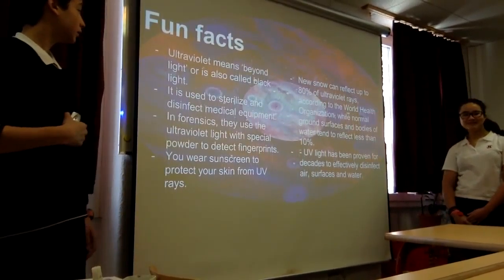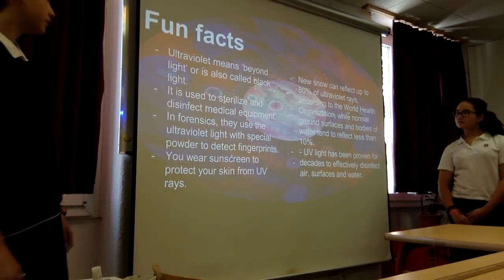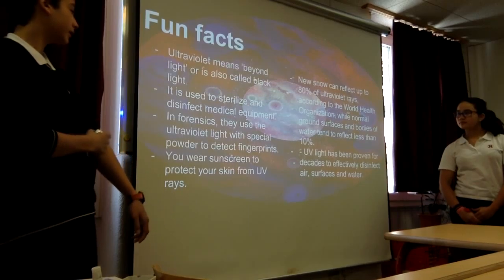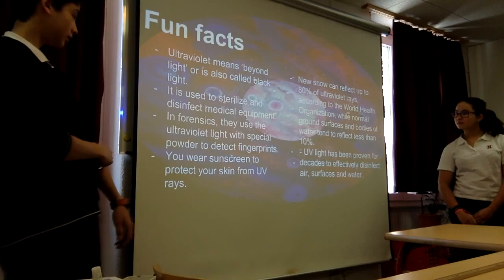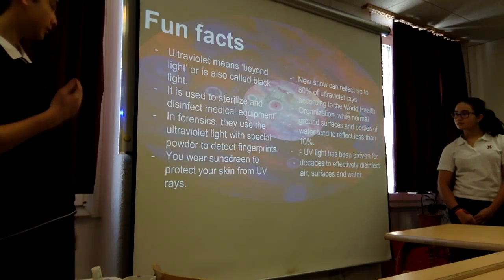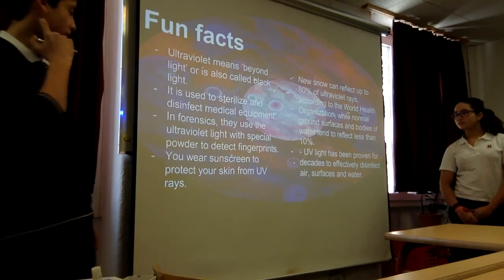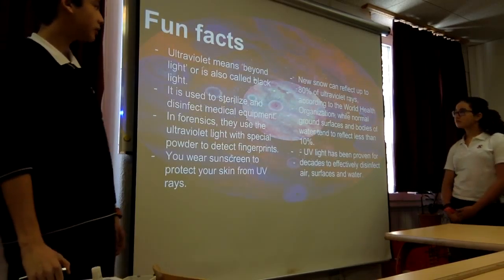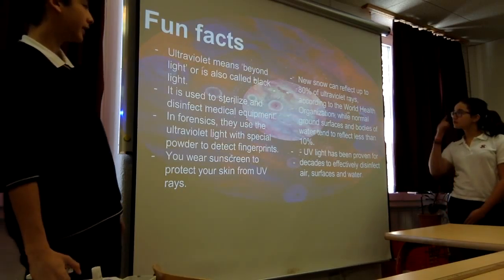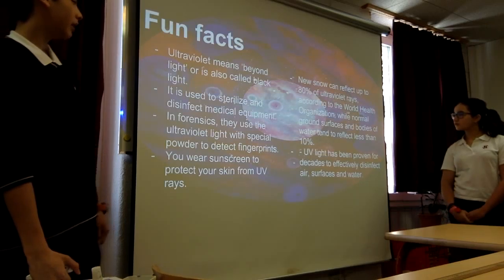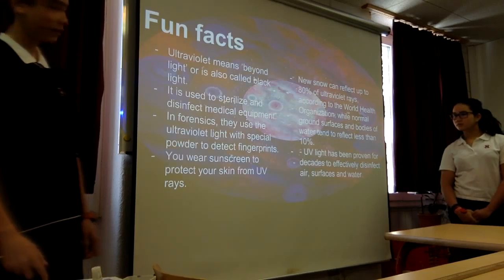Some fun facts. Ultraviolet means beyond light, and it's also called black light. It's used to sterilize and disinfect medical equipment. Bees and bumblebees can see it. They use ultraviolet light with special powder to detect fingerprints, or you can wear sunscreen to protect your skin from UV rays. New snow can reflect up to 80% of ultraviolet rays, while normal ground surfaces and bodies of water tend to reflect less than 10%.